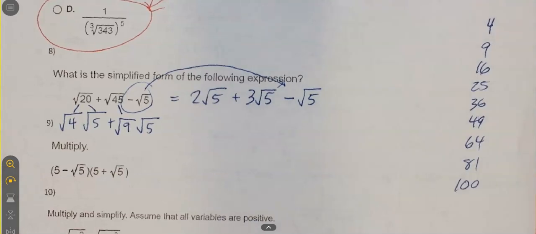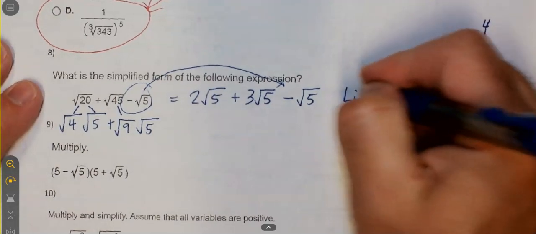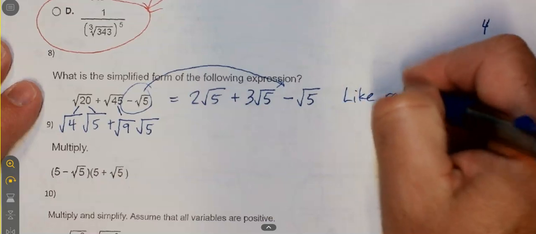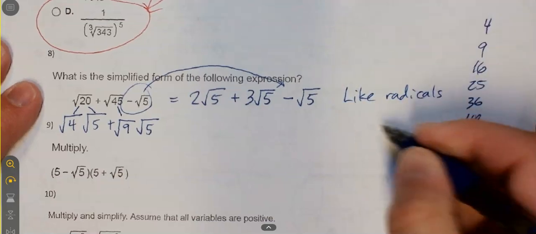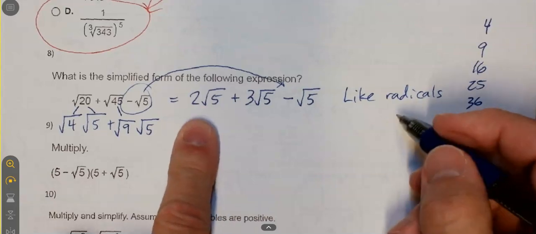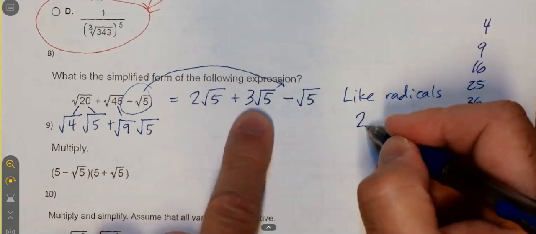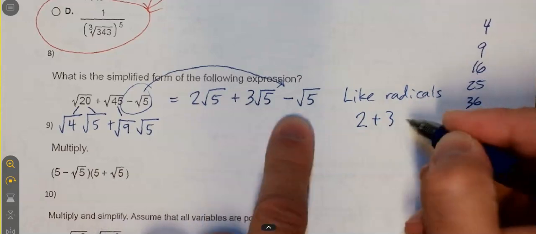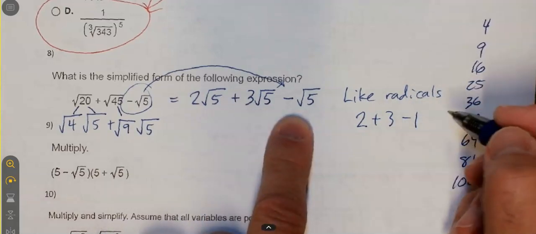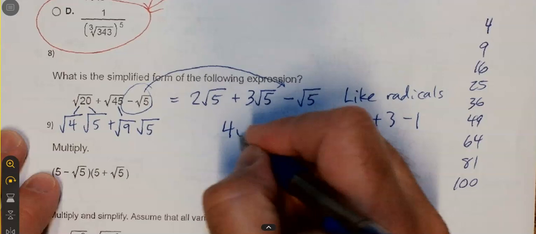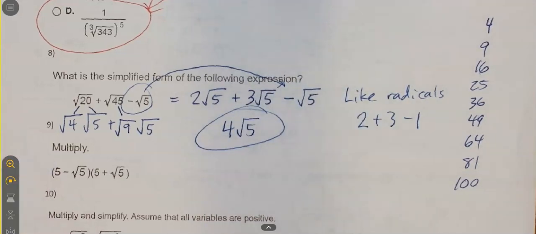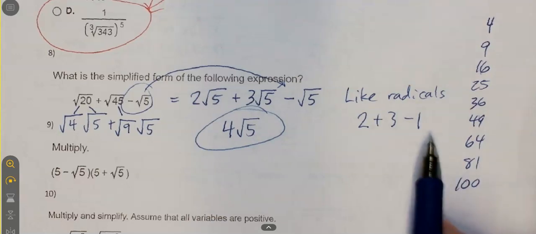These are called like radicals, and we can add them together. So, how many radical 5s do we have? If we have 2 of them, we add 3 more, and we take away 1. 4 radical 5s. Final answer. Lots of people forget to take away 1 part at the end.